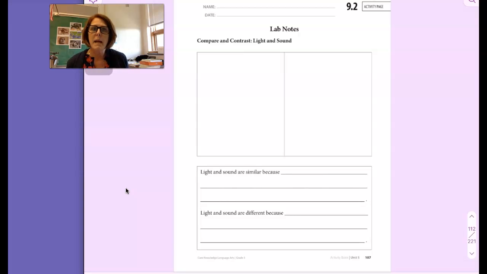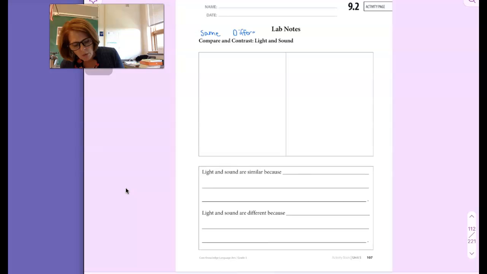So the top says compare and contrast light and sound. We've talked about these words a lot this year, compare and contrast. If you remember, compare means how they are alike or the same. Contrast means how they are different. So what we're going to do, we're going to use this side for light. So write your heading light and this side for sound. And we're going to write down facts about each one of these things. And then I'll explain what you're going to do after that.